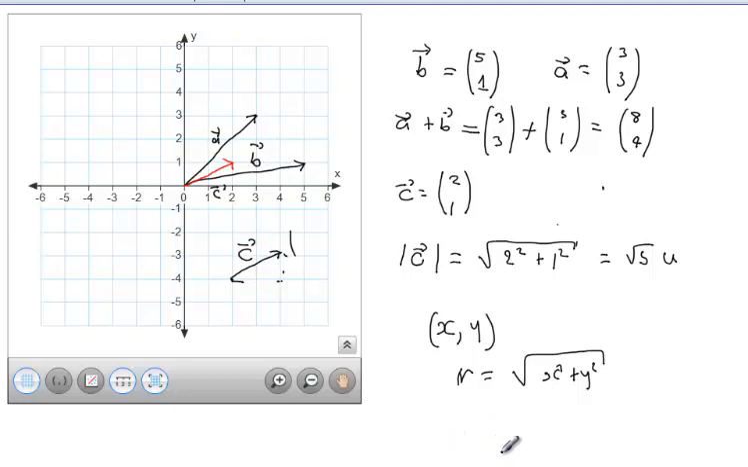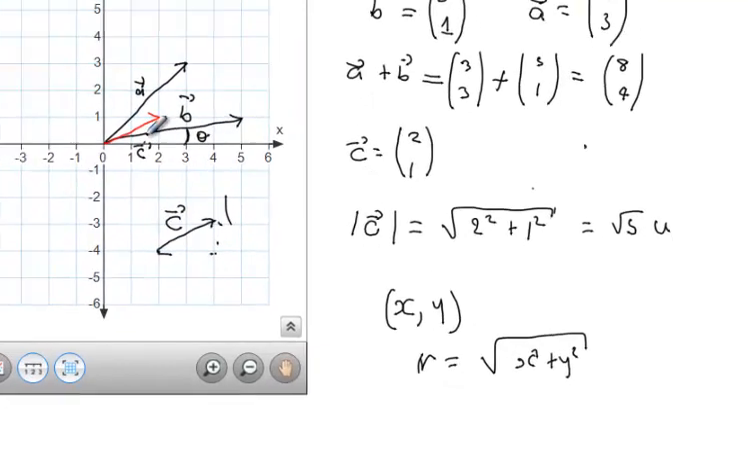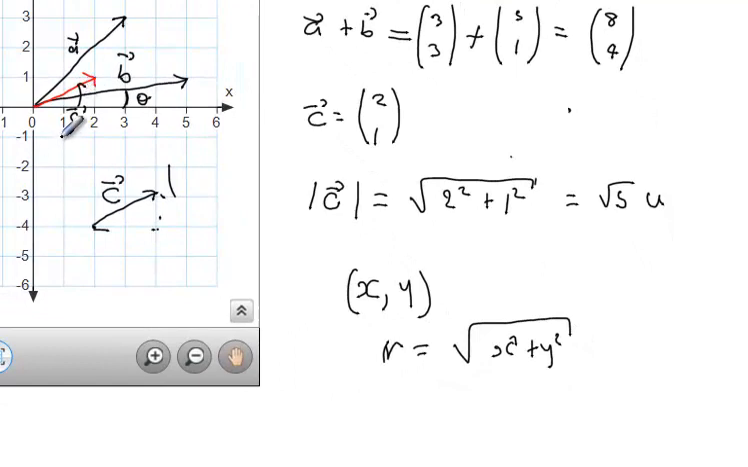Then in terms of direction, let's suppose this was not drawn and you cannot see the direction. You can give the direction in terms of an angle. Which angle are we talking about here? We're talking about this angle. This theta here is the one which gives the direction of that vector.